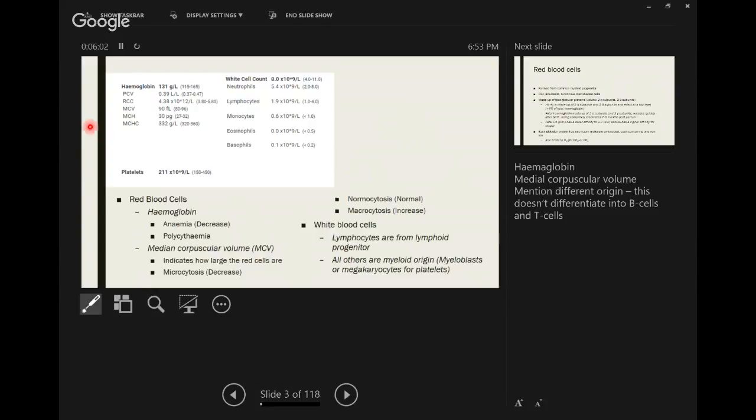The range is usually given, but it's about 80 to 96. It should be given to you in an exam if you're given actual values. Then you look at the white cell count. So is it normal, is it elevated, and each of the individual counts. Lymphocytes come from the lymphoid progenitor cells, and they take into account B cells and T cells. Everything else is myeloid. They've all got different things they react to, but you don't really need to know that much about them. Not for hematology, more for immunology.